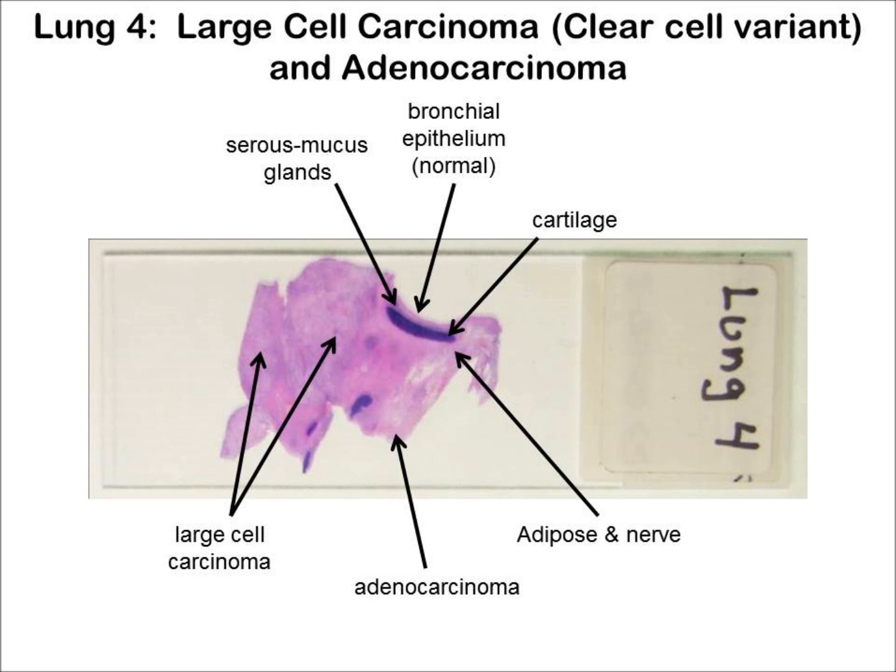And secondly, this slide is particularly well preserved, and for this reason, you are directed to identify a number of different normal tissues. The most prominent feature that you can observe without magnification is a dark basophilic, that is blue, line on one side and several smaller spots on the other side. This is cartilage that is associated with a bronchus, indicating that this fragment was taken from the hilar region of the lungs. Please note the locations of the adipose tissue, the nerve tissue, the adenocarcinoma, and the large cell carcinoma.